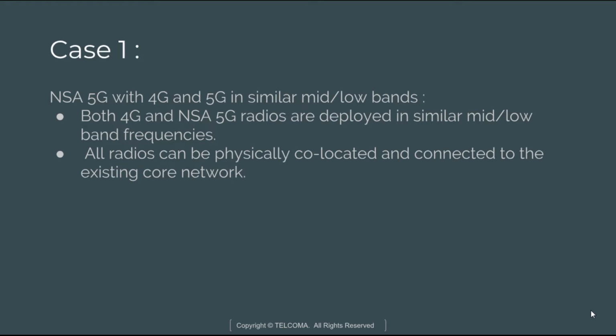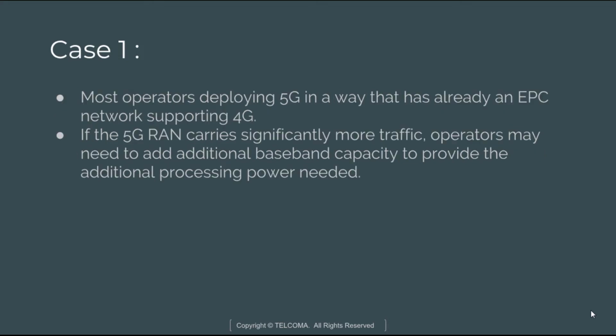If operators need to deploy 5G in a new unique frequency band, then this NSA deployment scenario requires additional radios to handle the separate frequency. Mostly other equipment remains the same. In this case, 4G and NSA 5G radios are deployed in similar band frequencies. We can co-locate all radios and connect to the existing core network.